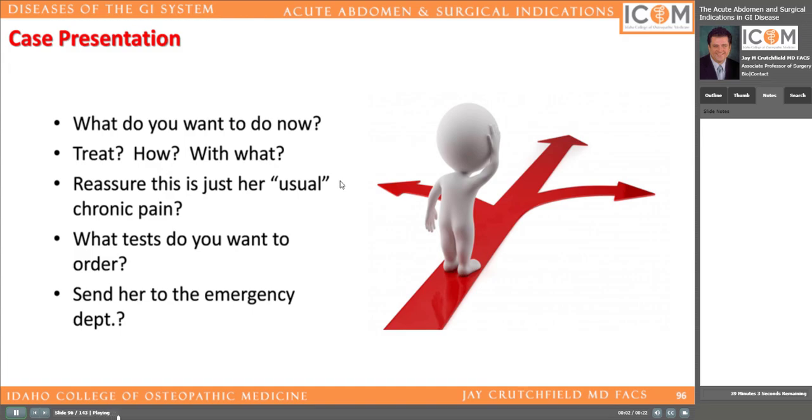With the history and physical exam findings, what are you thinking? What would you like to do now? What do you think it is? Should we treat her? And how should we treat her? Should we just reassure her that this is just her usual chronic pain? What test do we want to order? Should we actually send her to the emergency room?